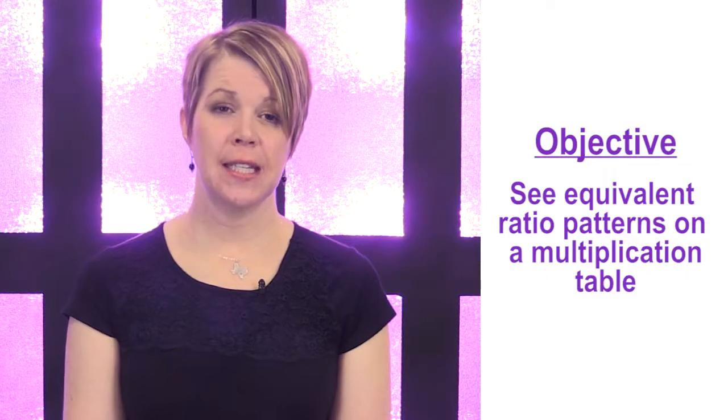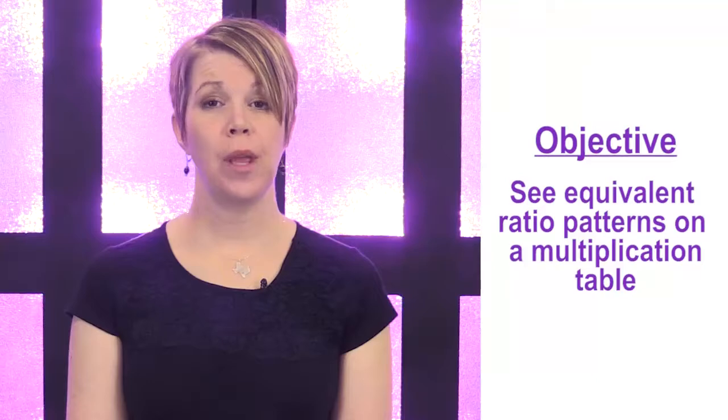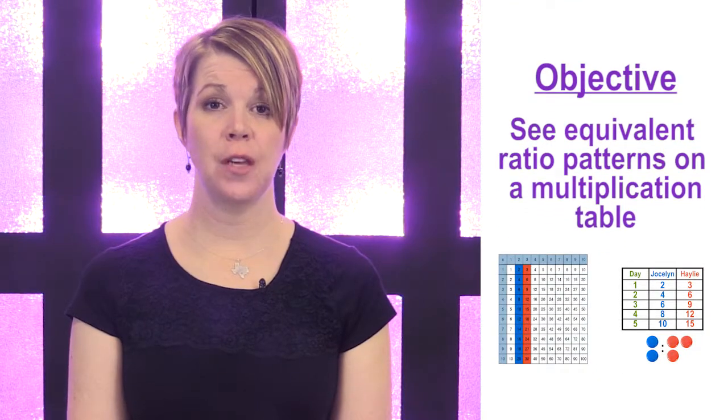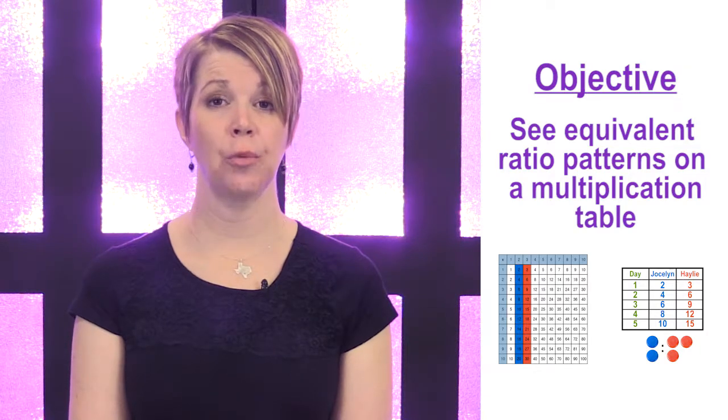The objective of this lesson was to see the equivalent ratio patterns on a multiplication table. We met this objective by identifying a ratio on the multiplication chart and then finding the multiples on the columns or rows of the chart.